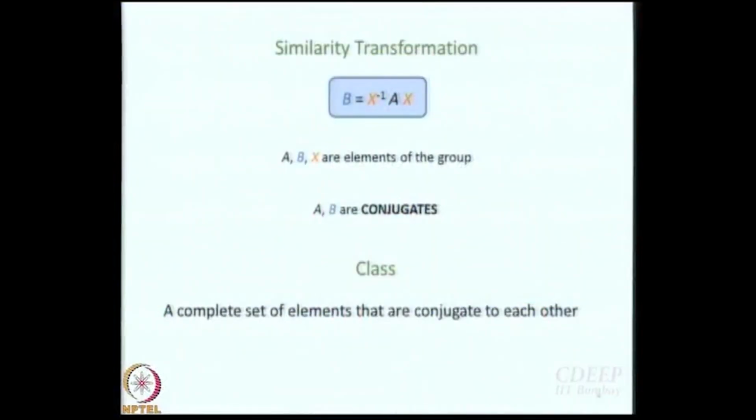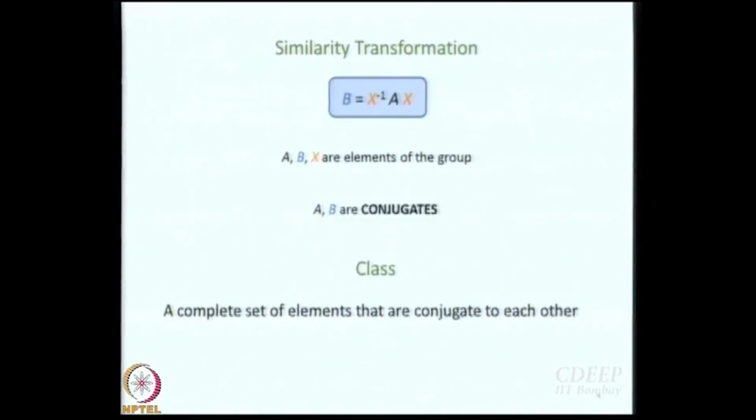So, this is where we had stopped in the last class, with the correction. There was a typo in the last one, here there is none. Similarity transformation is defined as B equal to x inverse A x, and the condition is that A, B, x, all of them have to be elements of the group. If A and B are related in that way, that when you multiply A on the left side as well as right side by x inverse and x, then you get B, then you say that A and B are similarity transforms of each other.